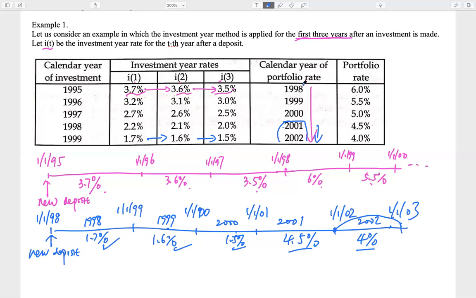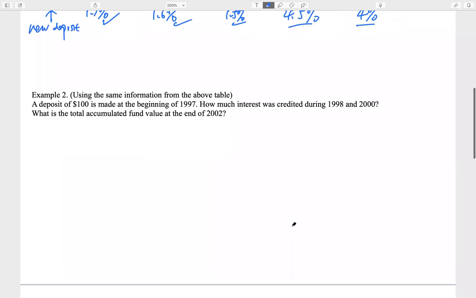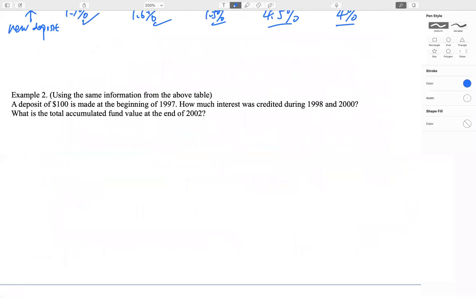Of course, I don't always start with this, right? Because the new deposit comes in on the first day of 1998. Right? So after 3 years, it's the first day of 2001. So I will use the 2001 rate, 2002 rate, and it goes on. Right? Of course, this table will continue. Right? So that's how you read this table.